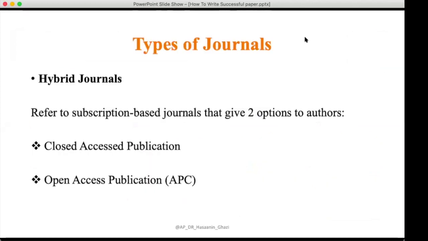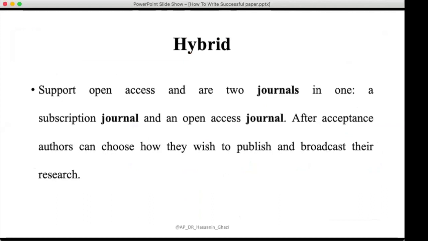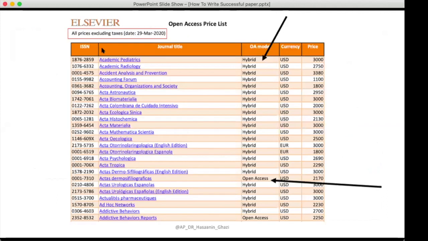Okay, so types of journals. We're talking about hybrid. Hybrid means they give you two options: either closed access publication, or open access publication, which has an APC. You have to pay. This is an example from Elsevier, updated on the 29th of March 2020. This is the list of their journals.